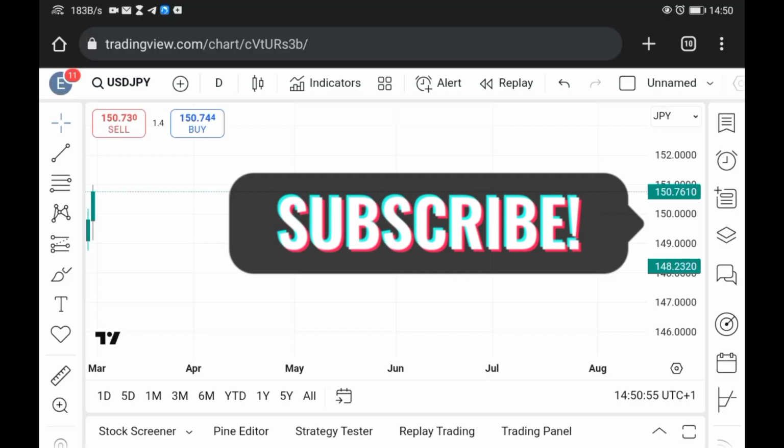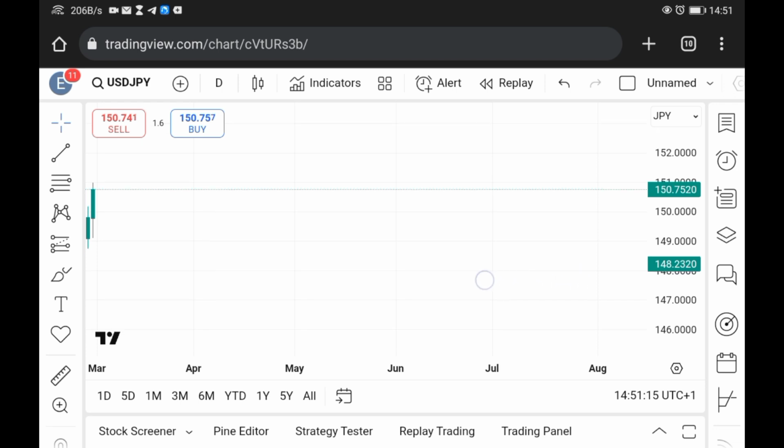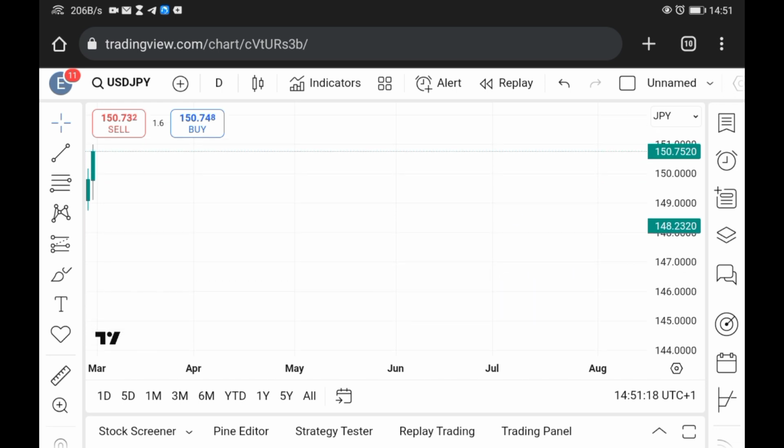Let's go. So guys, for this strategy I'm going to be using USD JPY. I'm on daily charts. Like I said, 2 daily candles is what we are going to be trading. But at first, let me explain how you can spot these 2 candles before we know the next thing to do.